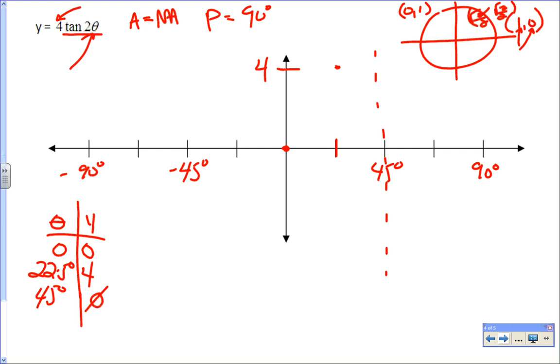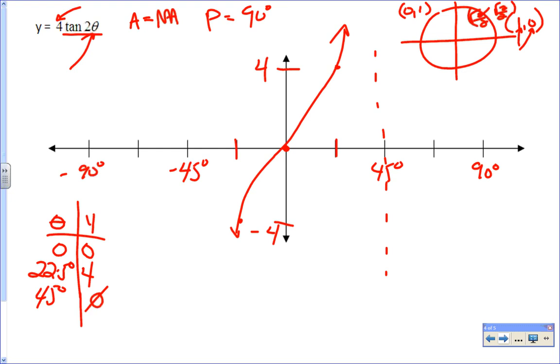Well, I don't know about you, but my knowledge of tangent has me feeling pretty confident in this graph already. Because what did tangent look like again? It looked like the cubic, right? So what do you think is going to happen over here at negative 22.5? Where's it going to go? Yeah, it's going to be down here, probably at negative 4, right? And so there's that cubic that somebody kind of drew in the air when I asked the question.